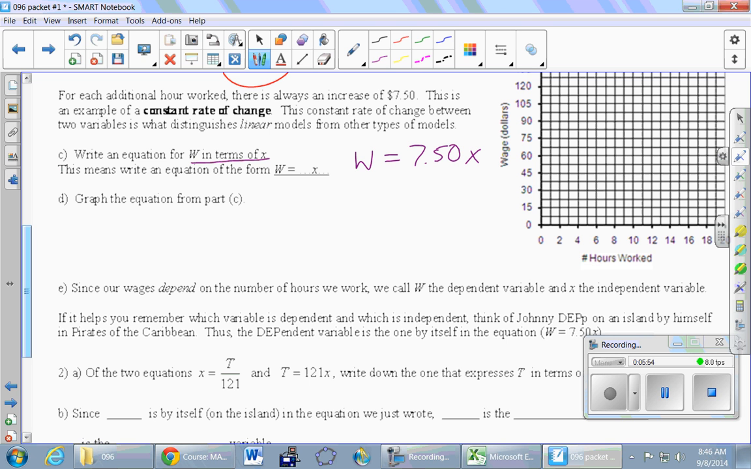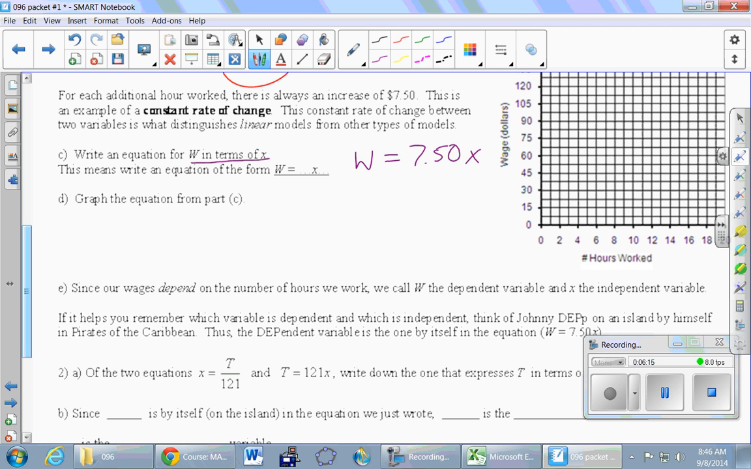Okay, so there's the equation, and again, highlighting that phrase "in terms of," you can see W in terms of X means W equals. As soon as you see that phrase "in terms of," it is a very specific mathematical phrase. You are writing that letter, and then equals. W in terms of X, W equals.